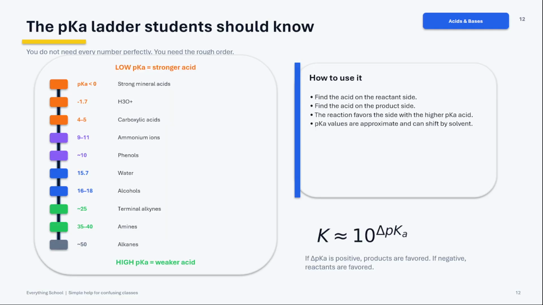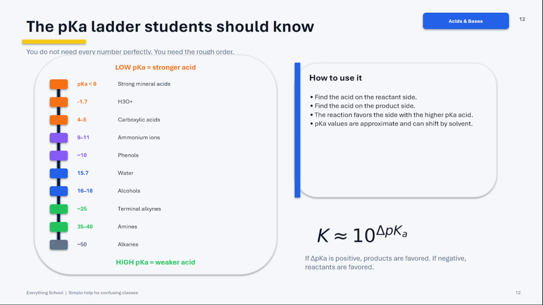Slide 12. The pKa ladder students should know. You do not need every number perfectly. You need the rough order. Low pKa means stronger acid. High pKa means weaker acid. Strong mineral acids are very low, often below 0. H3O+ is about negative 1.7. Carboxylic acids are around 4 to 5. Ammonium ions are around 9 to 11. Phenols are about 10. Water is 15.7.